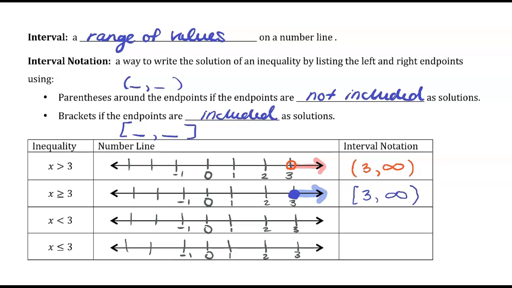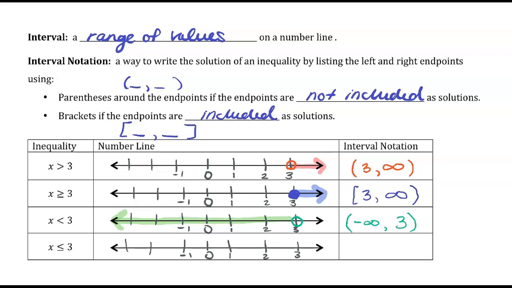Next, we have x is less than 3. My endpoint here, again, is 3, but now I'm requiring that my x values are less than 3. So that means I want everything to the left of 3. I also don't want to include 3 in my solution set. Now this time, 3 is my right endpoint. It's where my solution set ends on the right. To the left, we go off to negative infinity, and just like positive infinity, we use a parenthesis.